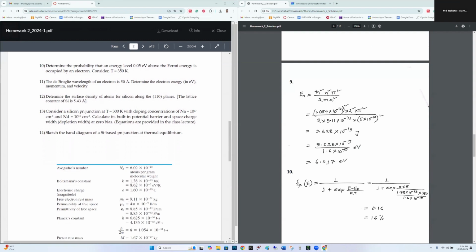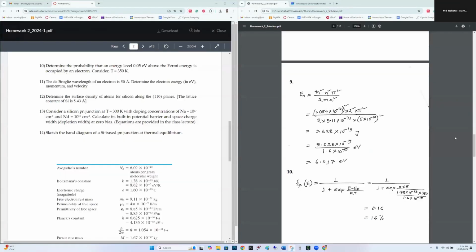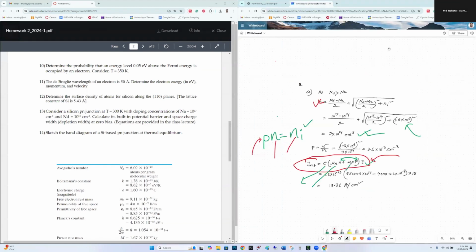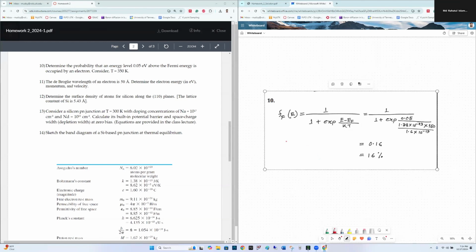So determine the probability that an energy level 0.05 electron volt above the Fermi energy is occupied by an electron. This was also a similar problem that was discussed in the earlier problems. So let's discuss this. This is even easier than the previous problem actually. You have to calculate the probability of containing an electron.